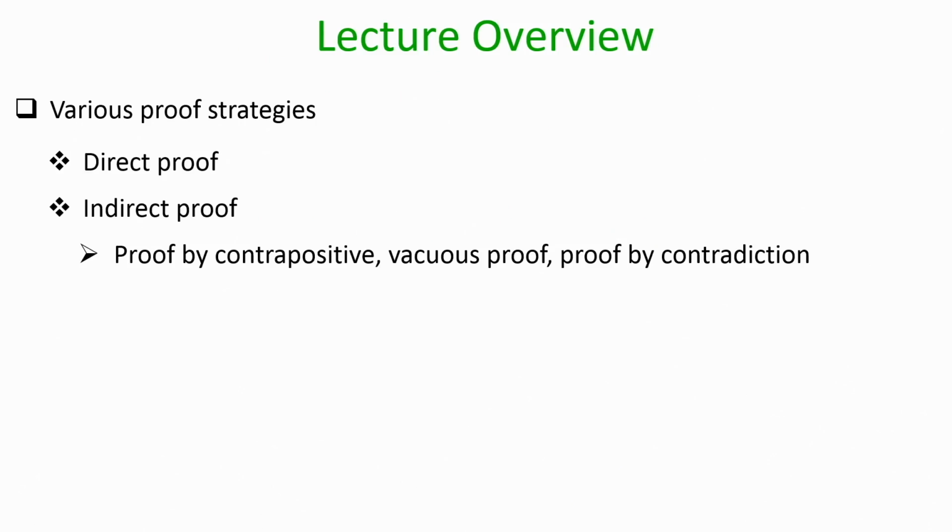The plan for this lecture is as follows. We will introduce various proof strategies that we will be encountering in this course, namely direct proofs, and we will see some forms of indirect proof, namely the proof by contrapositive, vacuous proof and proof by contradiction.